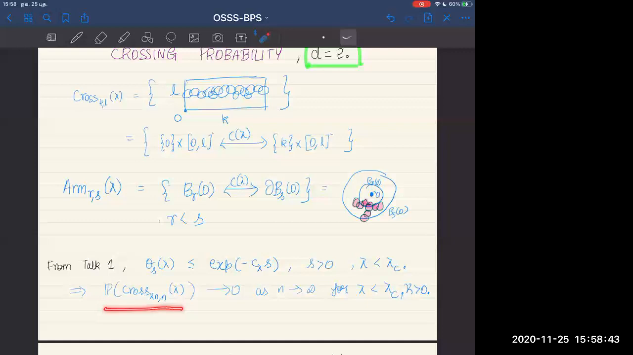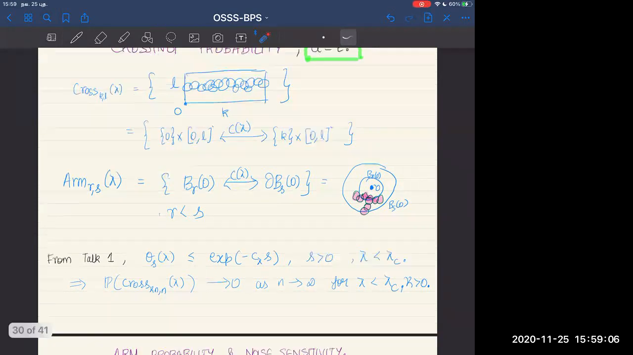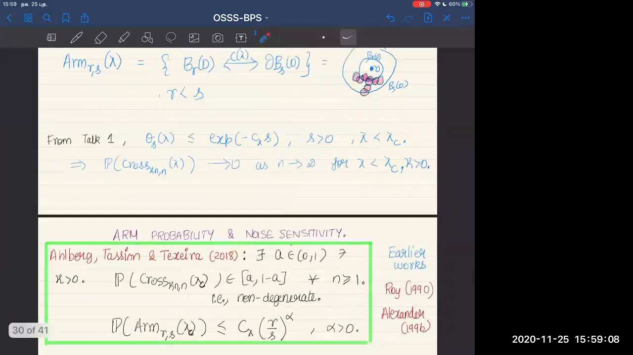The probability of this crossing always goes to 0. Okay, I have a probability, this kappa n, and this crossing goes to 0. So this is what I get, and this is a consequence of exponential decay, yet another consequence. Okay, now let's state our application.